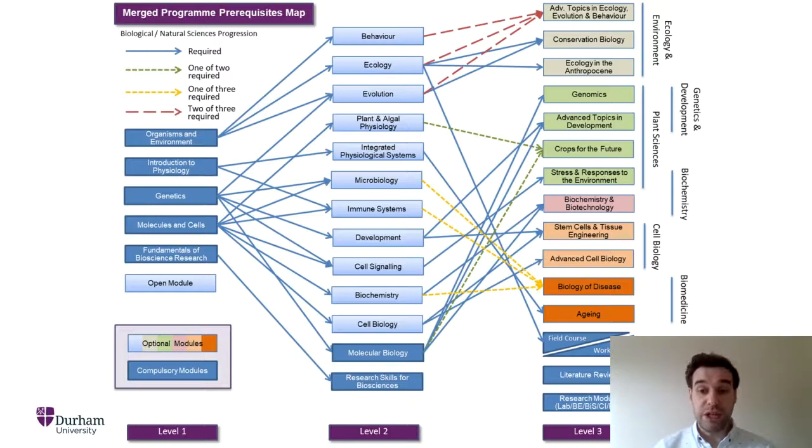When we get to the 3rd year, you get 3 options out of anything from advanced topics in ecology through to ageing. And then there are 3 compulsory ones. The field course and the workshop, where on a field course you'll go to either Scotland or Kenya to do surveys, or in workshops back in Durham you're involved in an intense 2 weeks in the lab on a project.